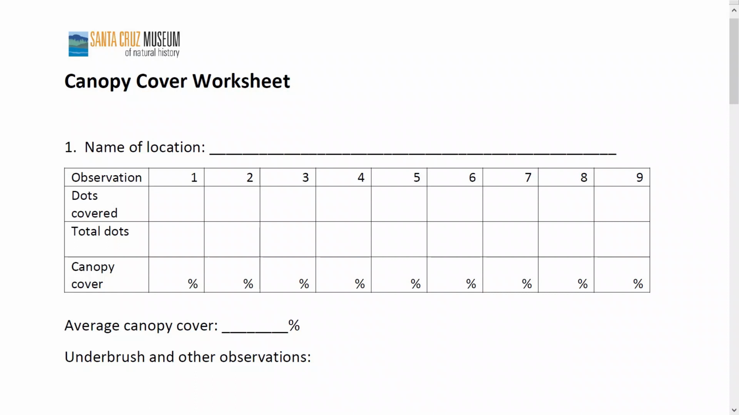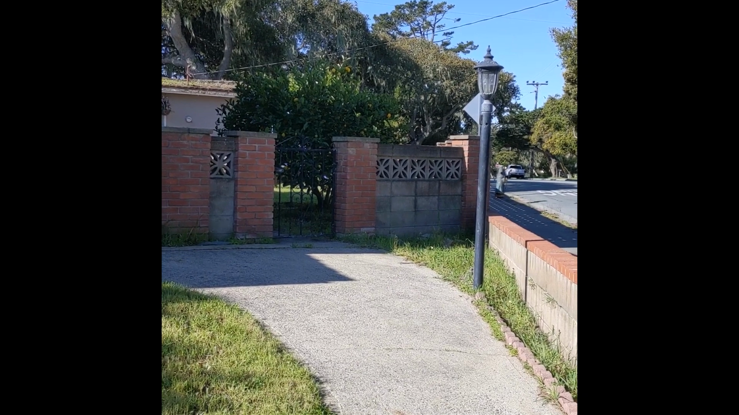You'll also want our canopy cover worksheet, which is linked right below this video. Or if you don't have a printer, you can make your own. For that, you'll need a pencil and paper. Now let's test it outside.